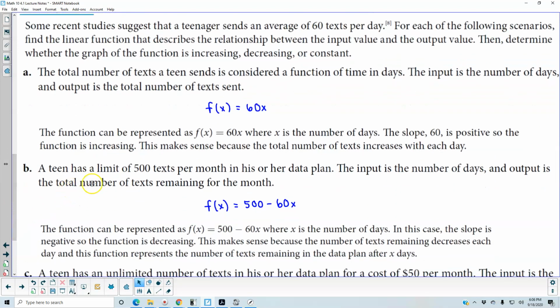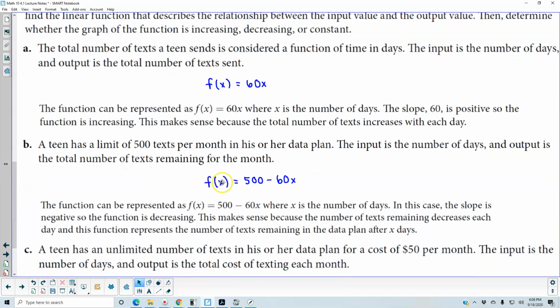For part B, a teen has a limit of 500 texts per month in his or her data plan. The input is the number of days, and the output is the total number of texts remaining for the month. So we would have f of x, which is equal to 500 minus 60x, where x represents the number of days. In this case, the slope is negative, so the function is decreasing. This makes sense because the number of texts remaining decreases each day, and this function represents the number of texts remaining in the data plan after x days.